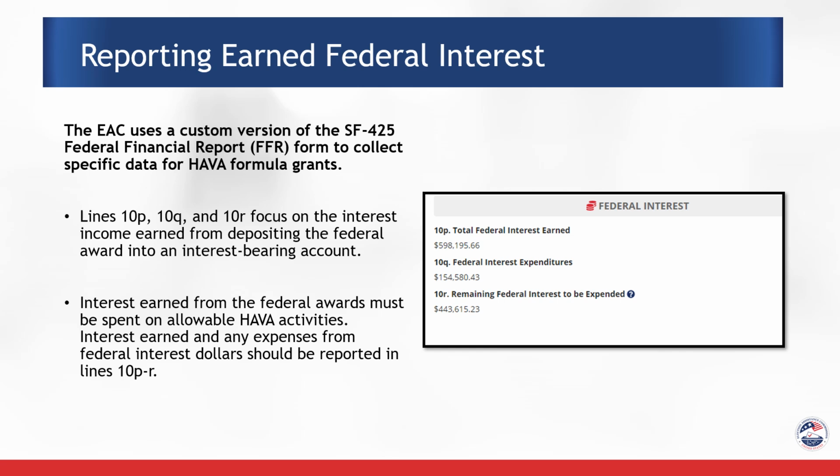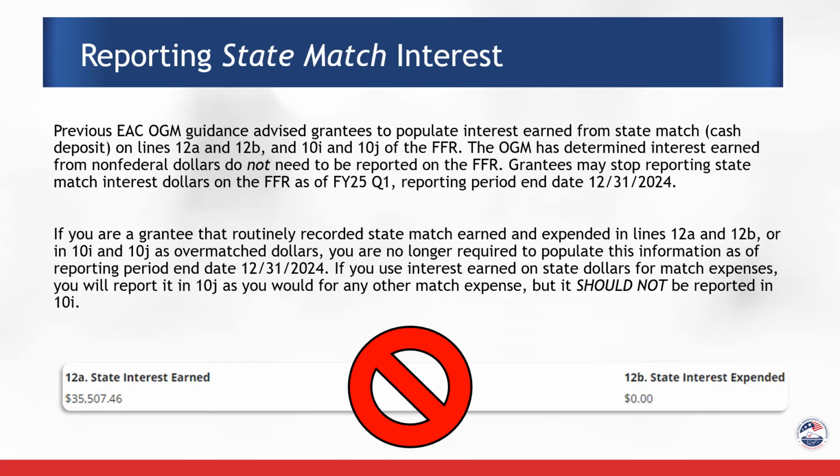All right, now on to reporting all that data. The EAC uses a custom version of the SF 425, which is the Federal Financial Report, to collect specific data related to HAVA formula grants. So specifically, lines 10P, 10Q, and 10R focus on the interest income earned from depositing your federal award into that interest-bearing bank account. Interest earned from federal awards must be spent on allowable HAVA activities. Interest earned and any expenses from federal interest dollars should always be reported cumulatively in 10P through 10R.